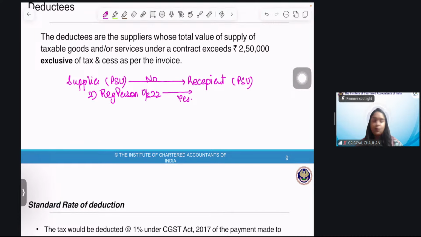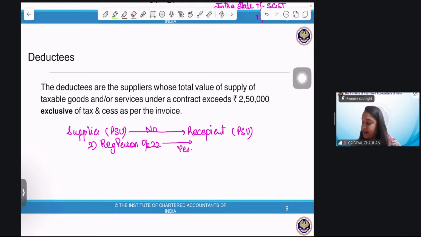Okay, now we'll talk about deductees. The deductees are the suppliers whose total value of supply of taxable goods or service under a contract exceeds rupees 2,50,000. The most important word is exclusive. Exclusive of tax as per the invoice. Please remember.